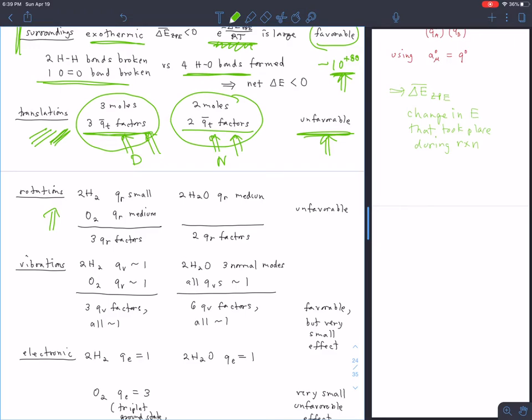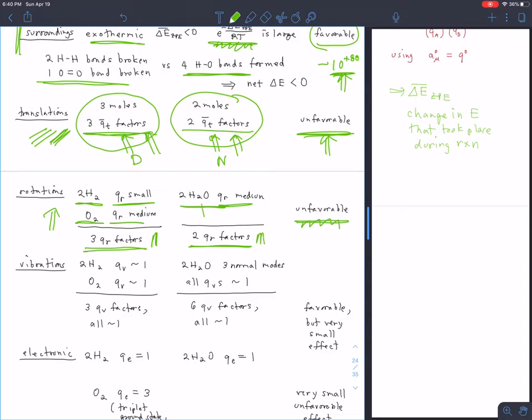Then there's the rotational microstates. It's the same story as with translations, basically. You've got two hydrogen molecules, each of them is rotating. Each of them has its own rotational partition function. You've got one oxygen, it has a rotational partition function. You've got two waters on the other side. Each of them has its own rotational partition function. That means there's 3 rotational partition functions on this side, 2 on this side. Probably, I'm not actually sure in this case whether this is an unfavorable or a favorable factor. It's not very large either way. But I marked it here as unfavorable because there's 3 factors on this side and 2 factors on this side.